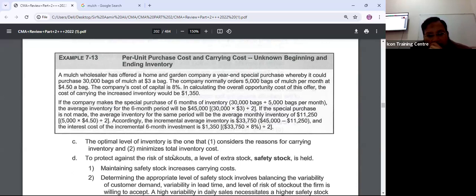That is 30,000 multiplied by 3 divided by 2. If the special purchase is not made, the average inventory for the same period will be the average monthly inventory of 11,250, which is 5,000 multiplied by 4.5 divided by 2. Accordingly, the incremental average inventory is 33,750, which is 45,000 minus 11,250. And the interest cost of the incremental 6 months is 1,350, which is 8% divided by 2. Now that is how you calculate all these things, right?